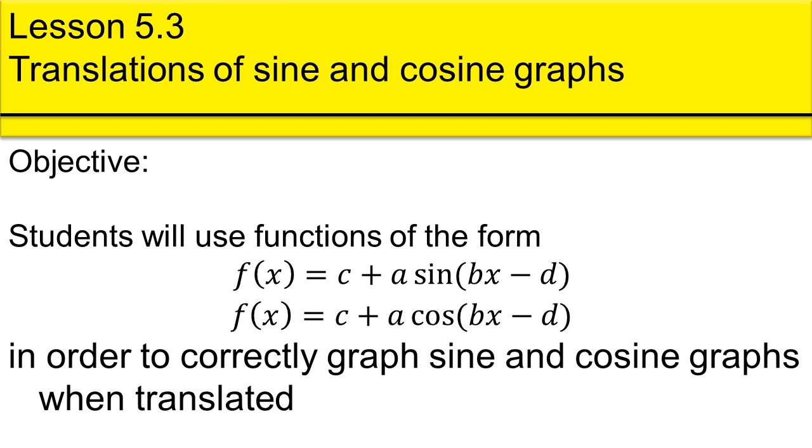Lesson 5.3, Translations of Sine and Cosine Graphs. Objectives. Students will use the functions of the form f of x equals c plus a sine b times x minus d, and f of x equals c plus a cosine b times x minus d, in order to correctly graph sine and cosine graphs when translated.